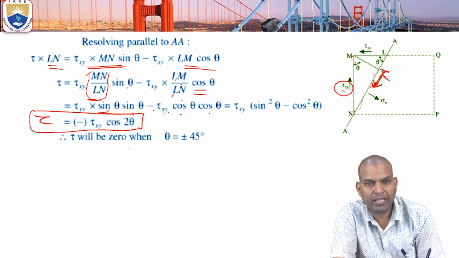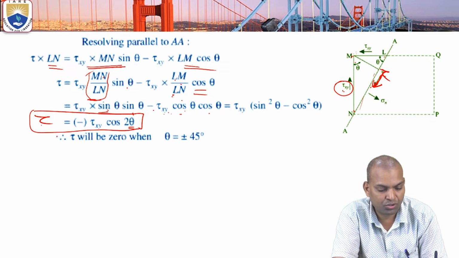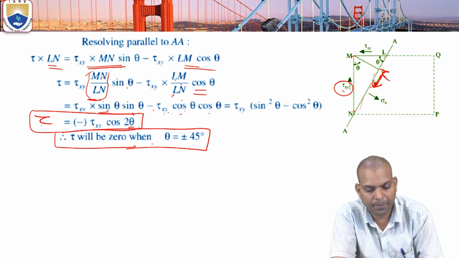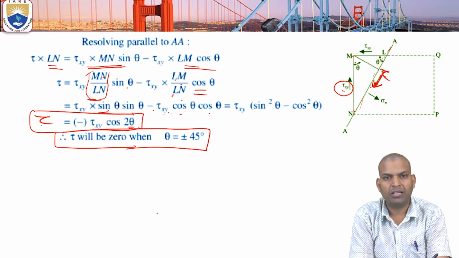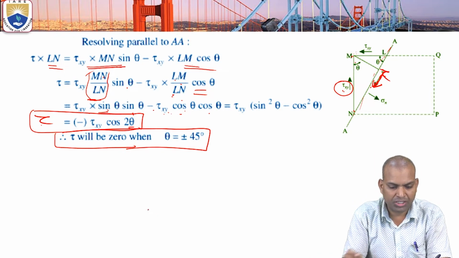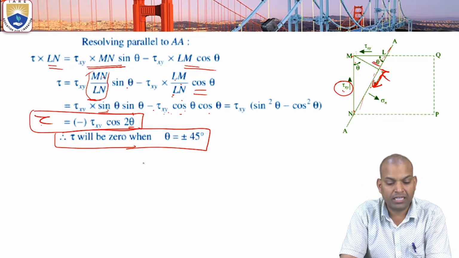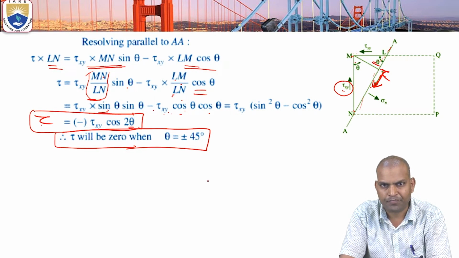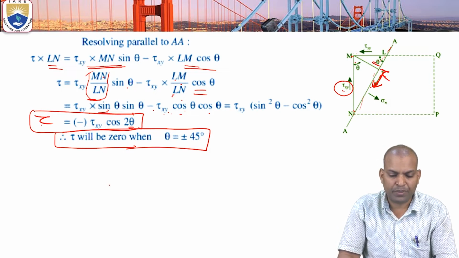Tau will be 0 when theta equal to 45, since cos 2 times 45, cos 90, equals 0. The shear stress equals 0. Now this plane is known as a principal plane. When theta equal to 45, the shear stress becomes 0. That plane is known as the principal plane. On that plane, the stress obtained is known as principal stress.